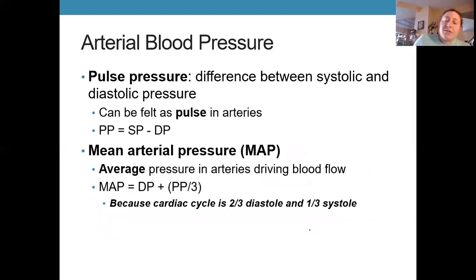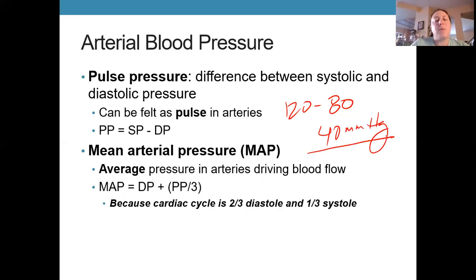There are a couple of other pressures that we can measure. So the pulse pressure is the difference between the systolic and the diastolic. So that means that average pulse pressure, and you do not need to know these numbers, is about 40 millimeters of mercury. And this is what we feel if we touch an artery and feel our own pulse. So that pulsing is the difference between the pressures in systolic and diastolic.